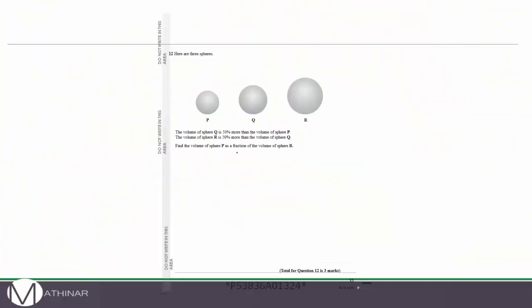Question 12. Here are 3 spheres. The volume of sphere Q is 50% more than the volume of P, and R is 50% more than Q. Okay, so let's say that the volume of P is x. Now if Q is 50% more, then we're going to times that by 1.5. So this one will have a volume of 1.5x. And if this one is 50% more than that, then this one is 1.5 times 1.5x. Now 1.5 times 1.5 is 2.25x. So if the volume of P is called x, then the volume of R will be 2.25x.